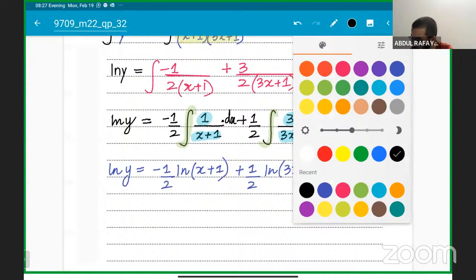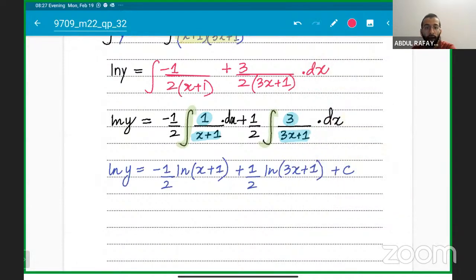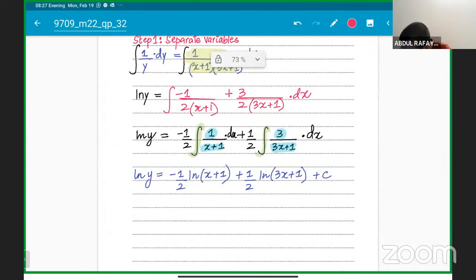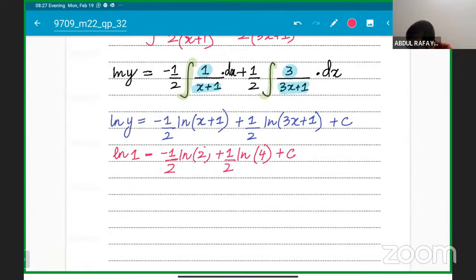Is everyone with me following? Everyone clear up till now? So ln 1 will be 0. ln 1 is always 0. So this will be minus half times ln of 1 plus 1, which is 2, plus half times ln of 3 ones are 3, 3 plus 1 is 4, plus c. This is 0, sir. ln 1 is always 0. Always remember this.